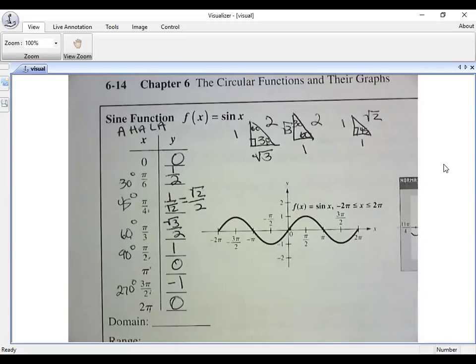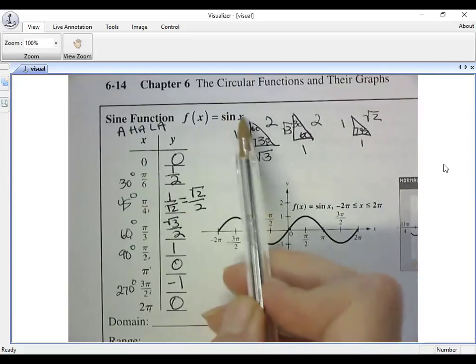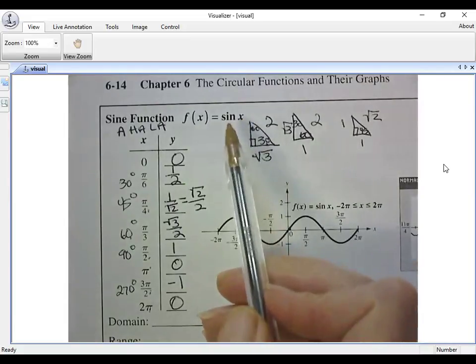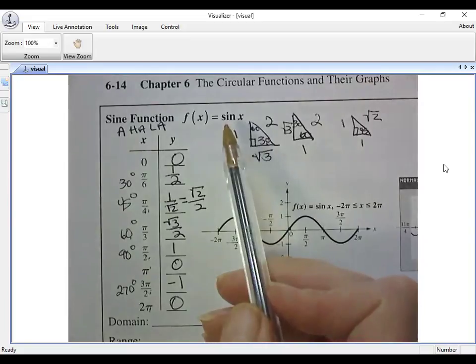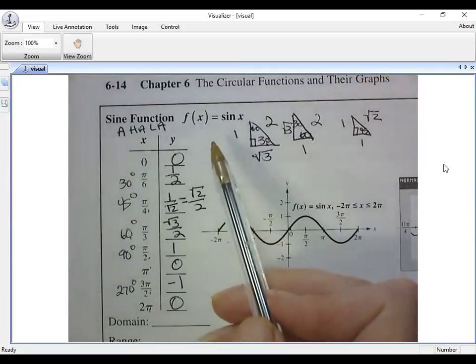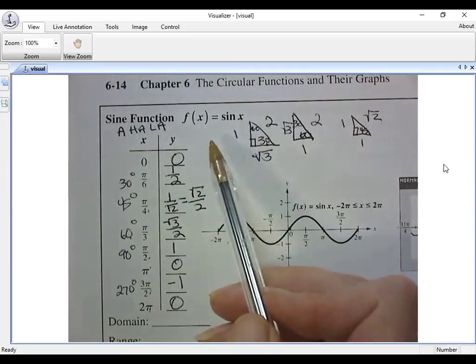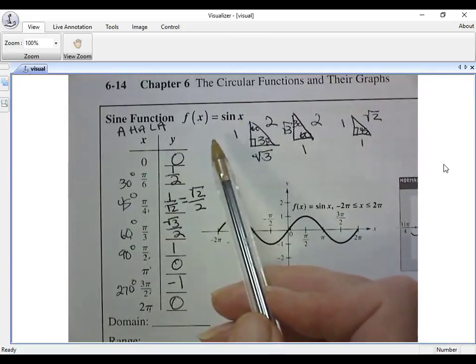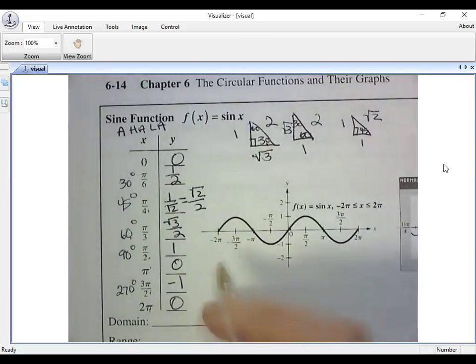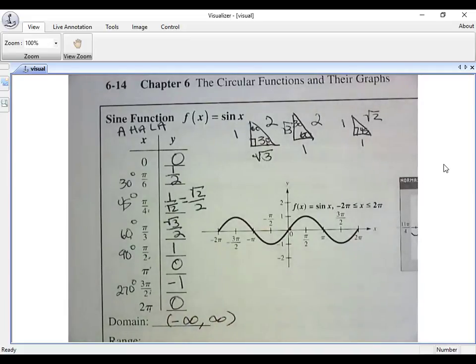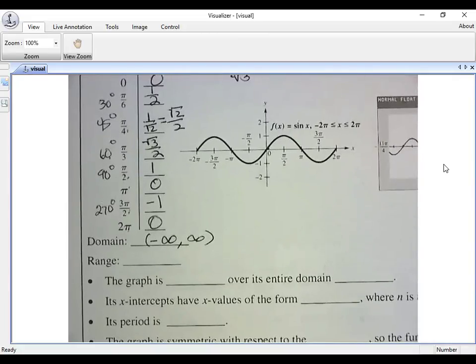Remember, domain would be all of the possible angle values that I could take the sine of. Do I have any kind of restriction on what my angles are? Can I take the sine of anything if it's an angle measure? Absolutely. So guess what the domain is? Negative infinity to positive infinity. Doesn't matter if I'm working in degrees or I'm working in radians. I have no restriction on what the domain can be.